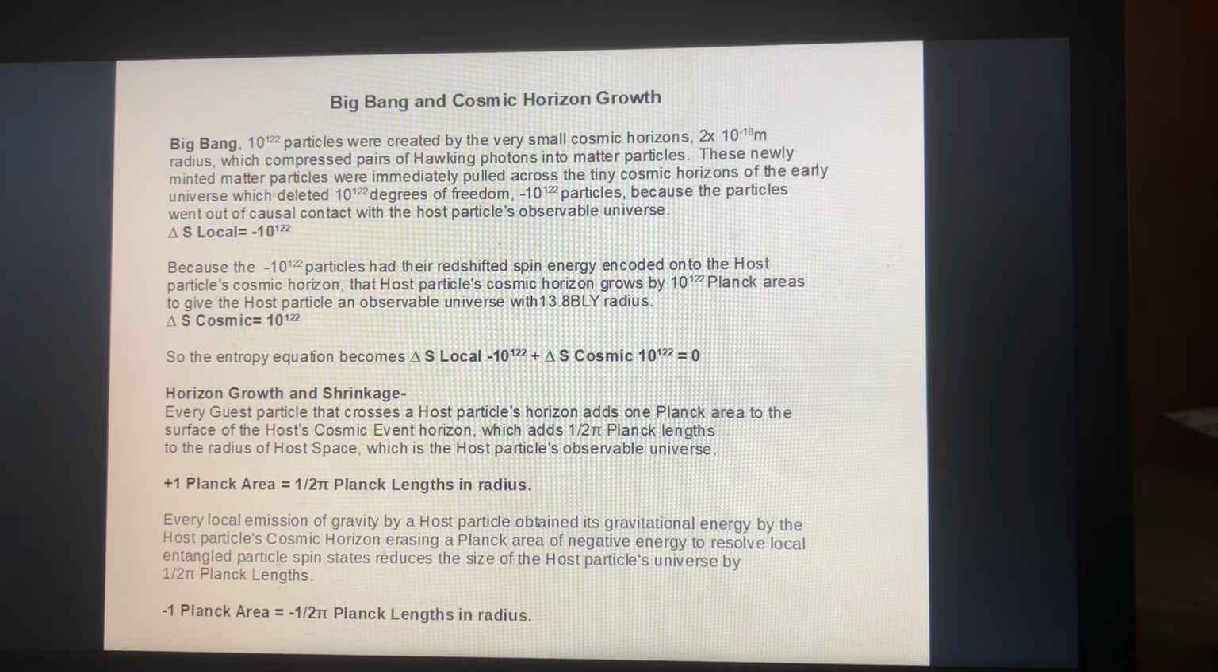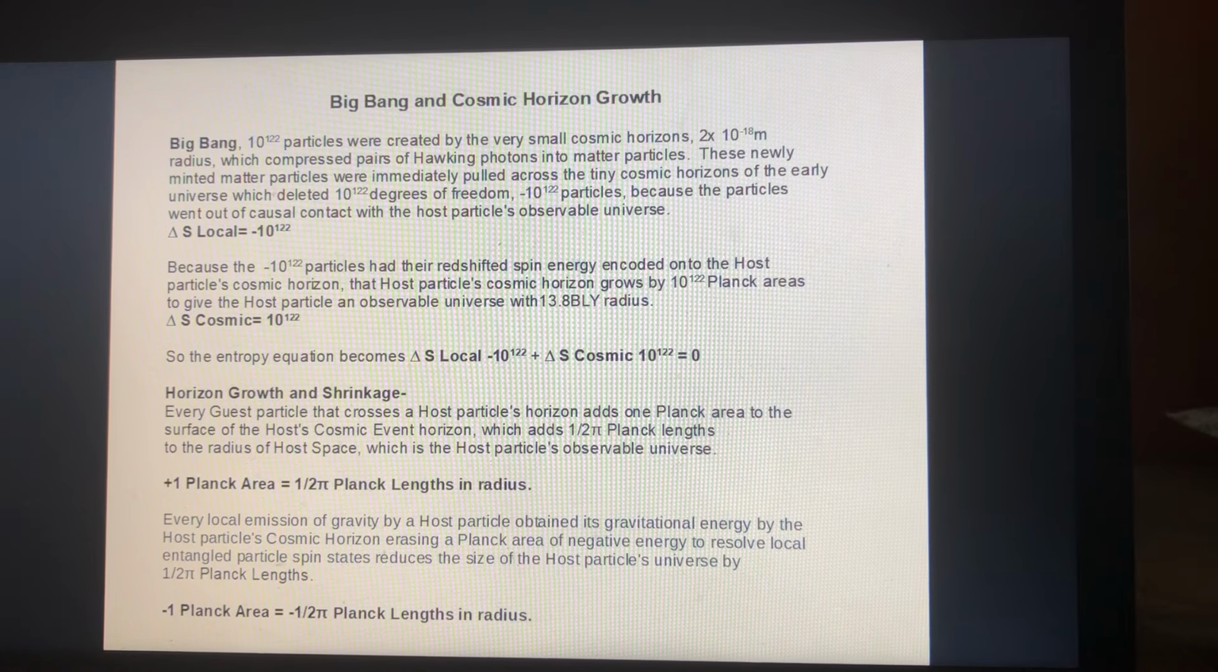So now we have some information so that we can talk about the Big Bang and cosmic horizon growth. So the Big Bang, 10 to the 122 particles are created by the very small cosmic horizons, 2 times 10 to the negative 18 meters in radius, which compressed the pairs of Hawking photons into matter particles. These new particles were dragged across these tiny horizons. And remember, we saw how when guest particles cross a horizon, it's minus S local plus S cosmic. So basically, during the Big Bang, 10 to the 122 particles crossed our horizon. But because those particles crossed our horizon, we have all of this space.